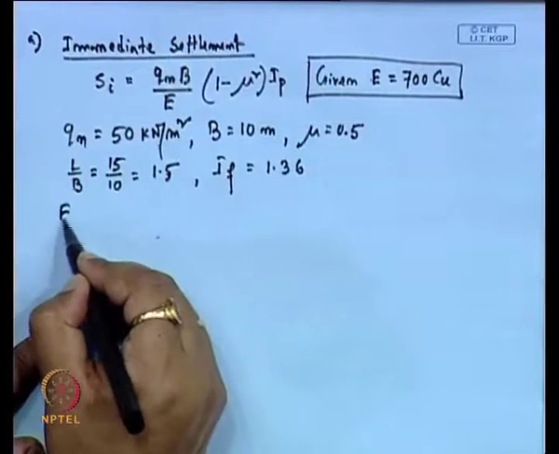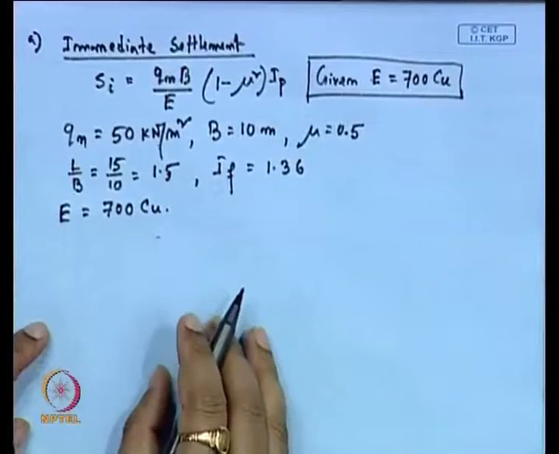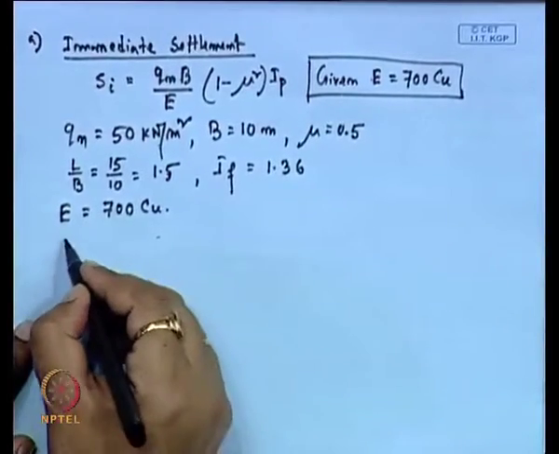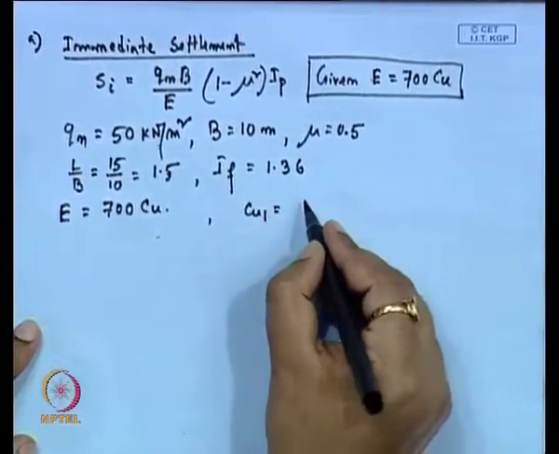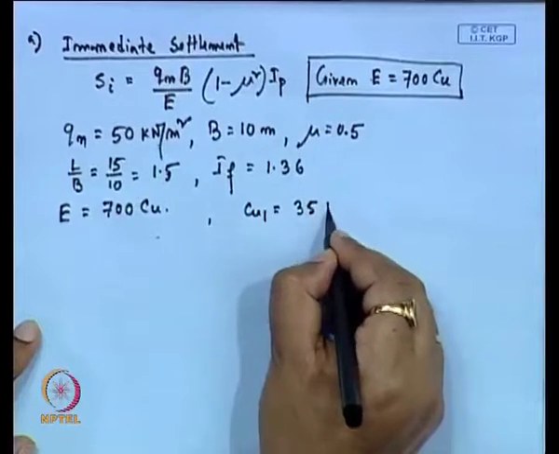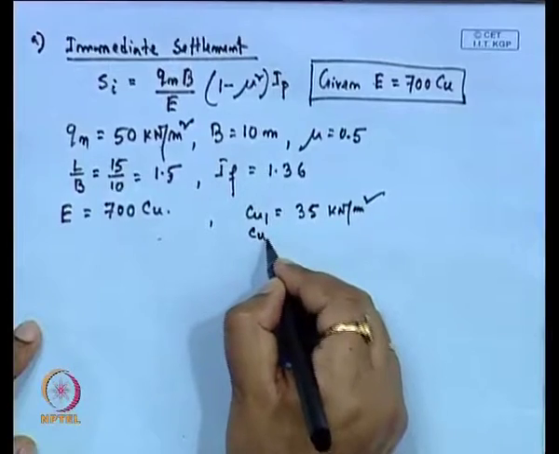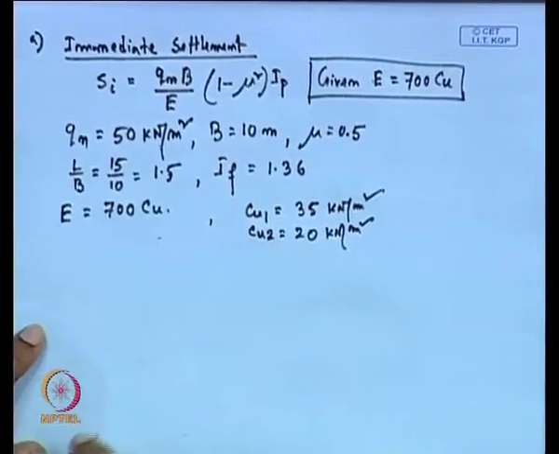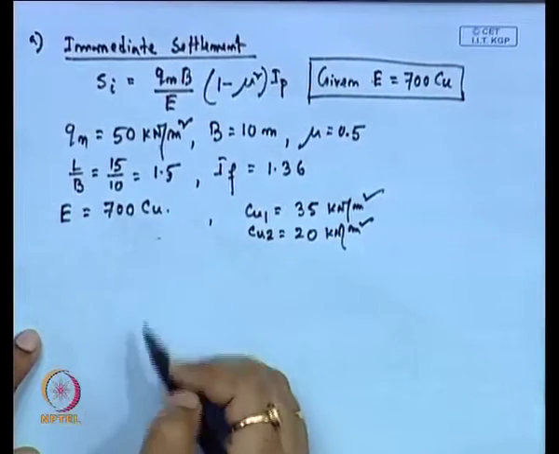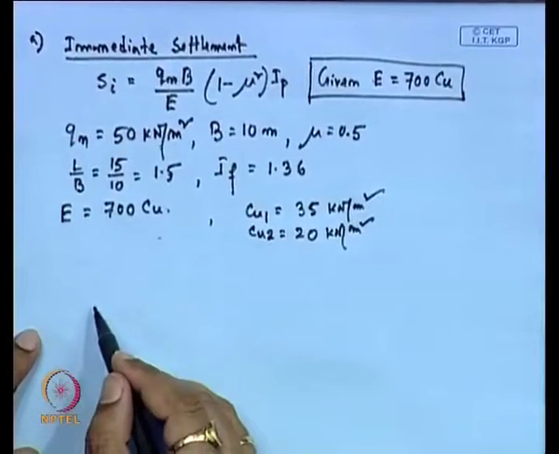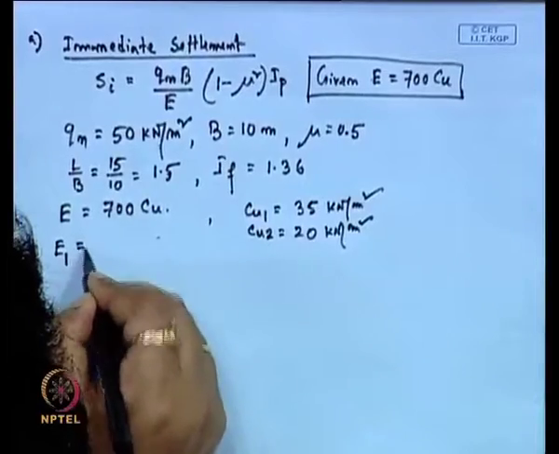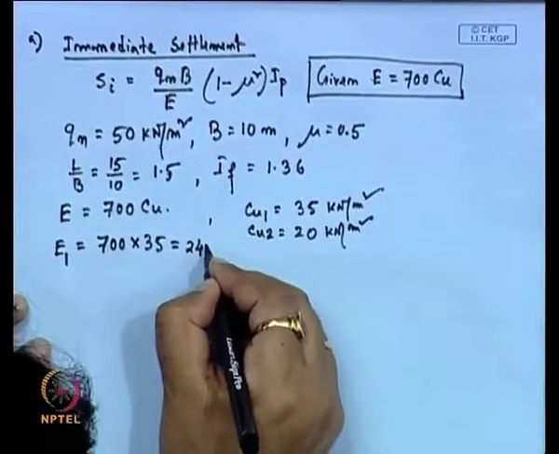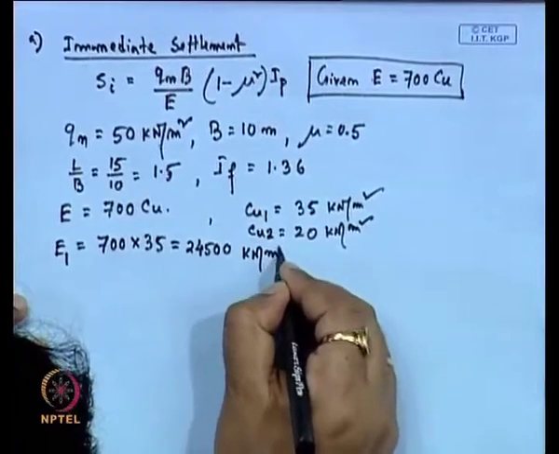Now, as E is 700 Cu, and here we have two soil layers, first we consider the first layer value, that means Cu1 is given 35 kilonewton per meter square and Cu2 is 20 kilonewton per meter square. Now, as this influence zone is within the two layers, we will get the E value as the weighted average. So E1 for the first layer is 700 into 35, which will be 24,500 kilonewton per meter square.